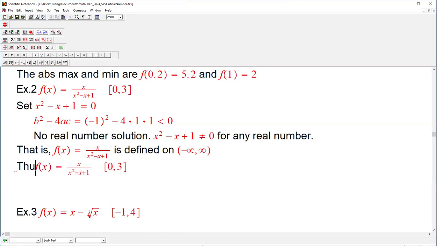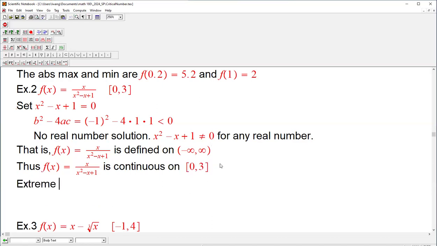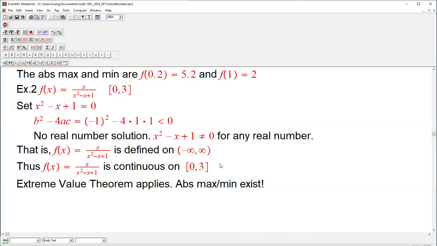thus this function is continuous on this closed interval. And then the extreme value theorem applies. That is, absolute max and min exists. Okay, so we're going to set out to find it.